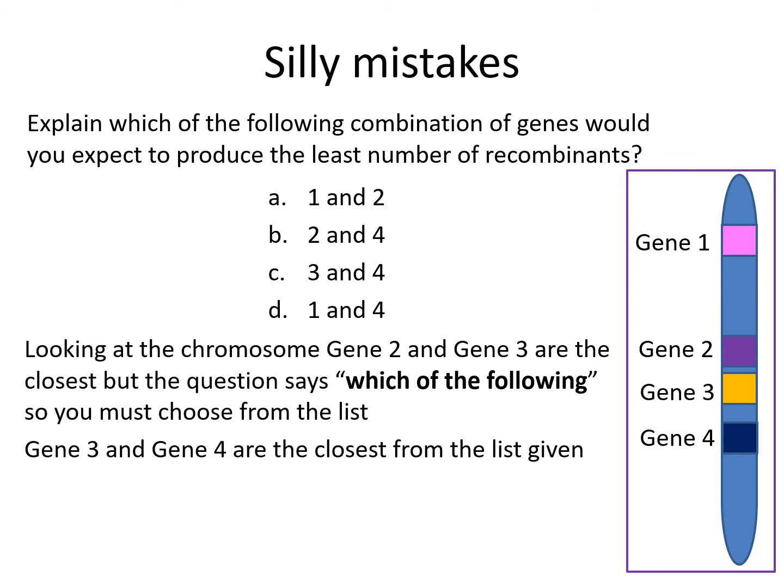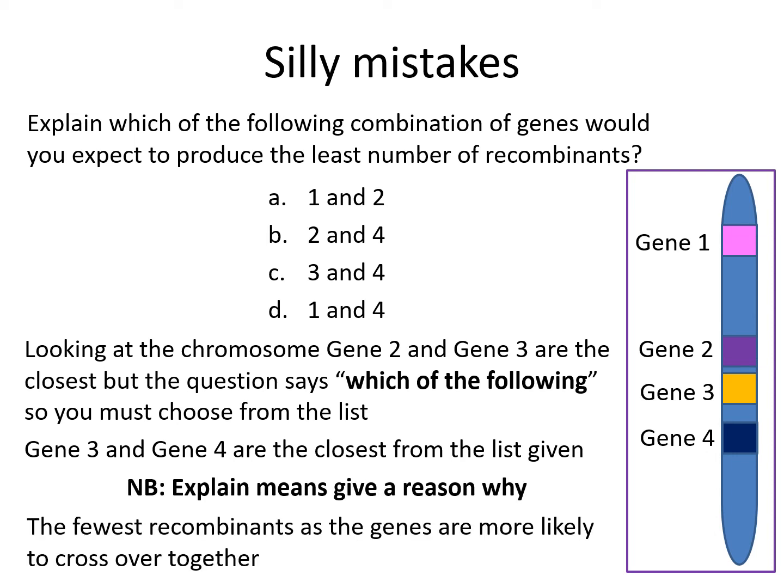So if you work through the list, you'd find that gene 3 and gene 4 are the ones that are going to produce the least number of recombinants out of the 4 options given. And if you finish there, you've lost marks because the question says explain. So you have to make sure that you clearly stated why 3 and 4 will give you the fewest number of recombinants. And it's simply by stating that the fewer number of recombinants will occur when they are closer together is all it will take to get that extra mark. But if it says explain, you must explain.